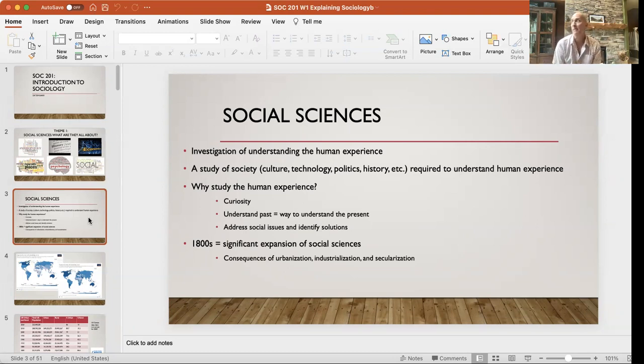present. The past repeats itself, right? And so if we understand the past, we can be in a better position to understand the present and to understand ourselves in the present, and then ultimately be able to put together policies that don't fall into some of the traps that policies fell into in the past. And then finally, we study the human experience so that we can address social issues and social problems, and provide solutions.